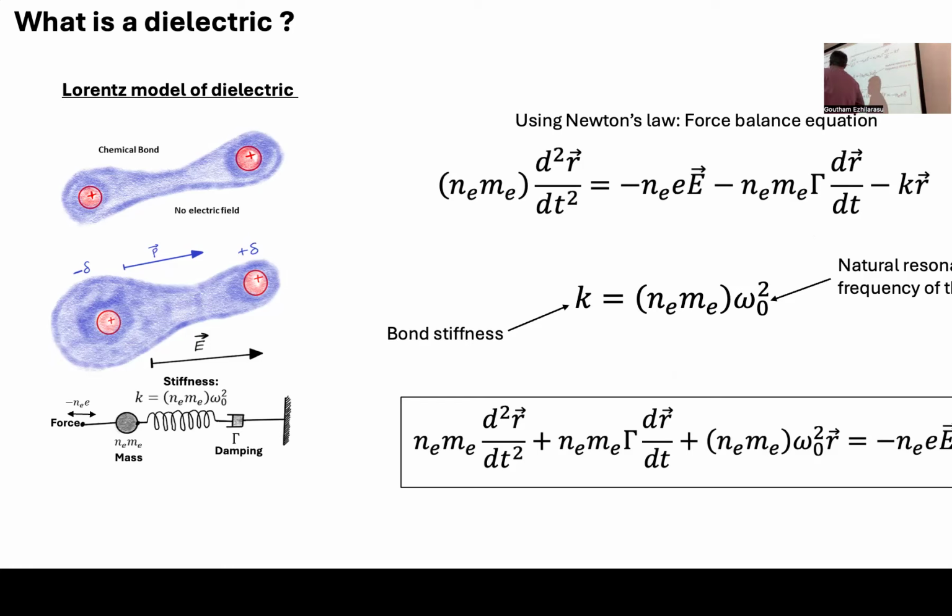If you remember from basic mechanics, the natural frequency at which this kind of resonator resonates is given by root k over m, correct? And so you can write k as m omega naught squared, where omega naught is the resonant frequency of this particular mechanical system. That's what I've written here. So the spring constant, which in this case is the bond stiffness to polarization, is basically the number of electrons that participate in the polarization times the mass per electron times the natural resonant frequency squared of this particular bond. If I substitute that, you get this differential equation.